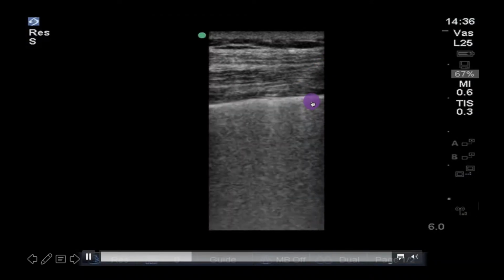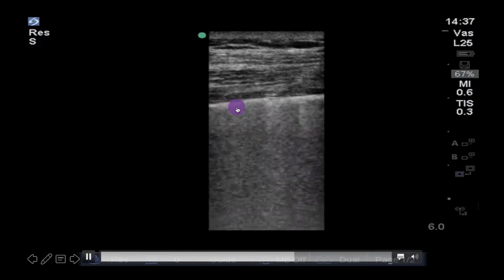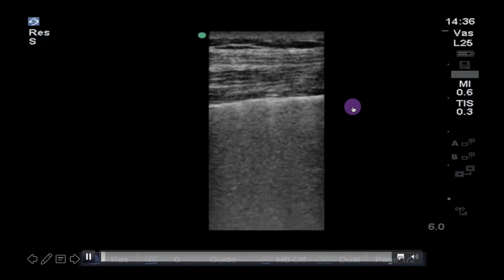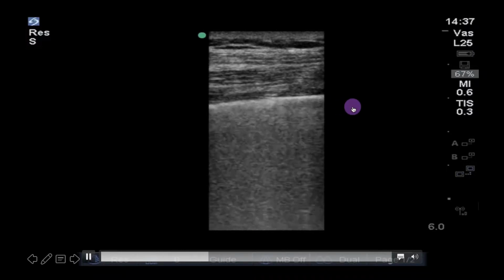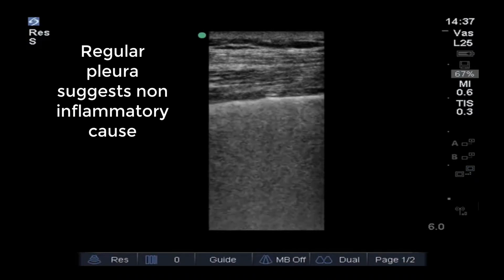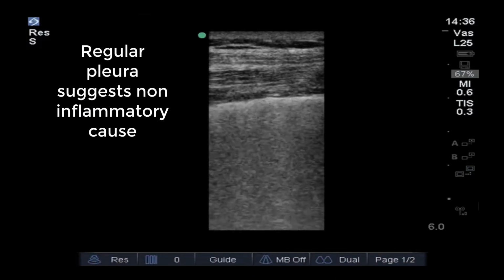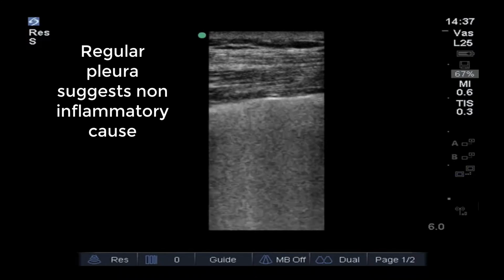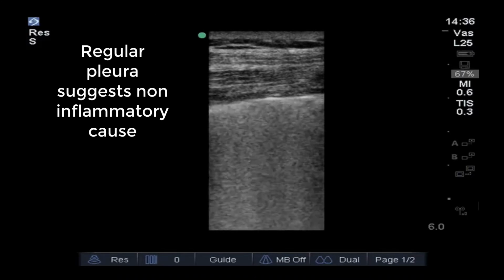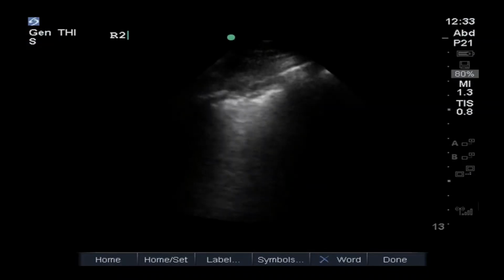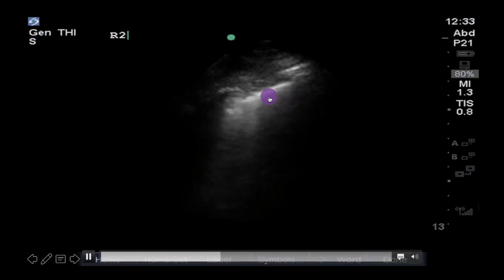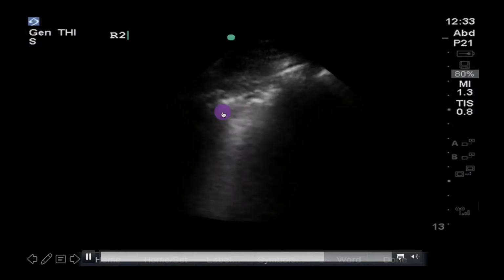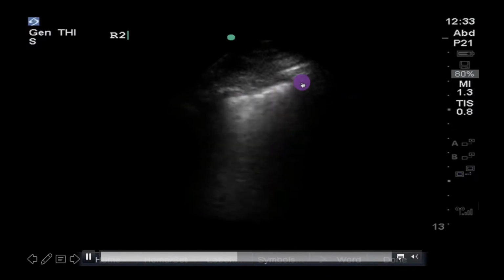Here are the same B lines with a regular pleura, but seen this time with a linear probe for better resolution. When you see this, it is generally caused by fluid, and so non-inflammatory conditions such as cardiogenic pulmonary edema should be high on your differential diagnosis. When the B lines are from an inflammatory or fibrosing process, the pleura will tend to appear more jagged and have an irregular shape, as it does here.